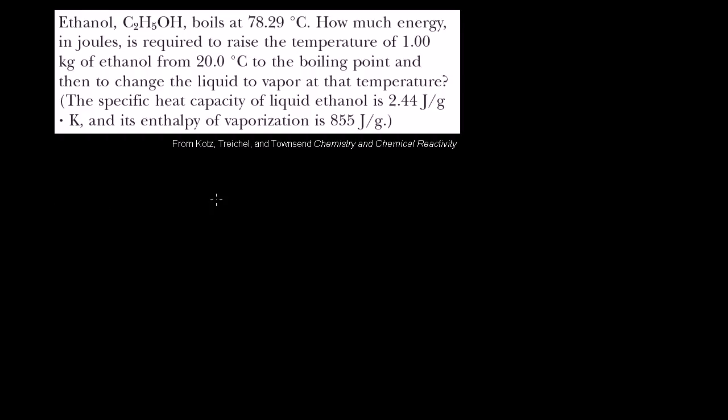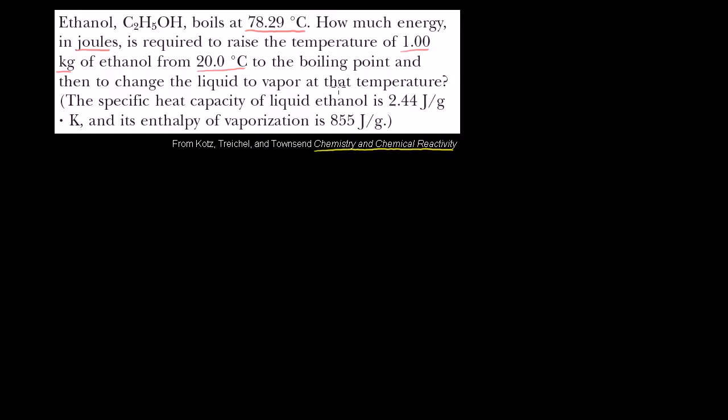I have this problem here from Chapter 5 of the Kotz, Treichel, and Townsend Chemistry and Chemical Reactivity book, and I'm doing this with their permission. They tell us that ethanol, C2H5OH, boils at 78.29 degrees Celsius. How much energy in joules is required to raise the temperature of 1 kilogram of ethanol from 20 degrees Celsius to the boiling point, and then change the liquid to vapor at that temperature?